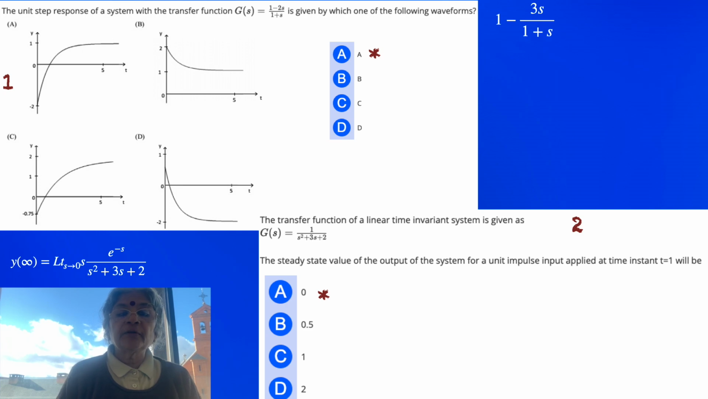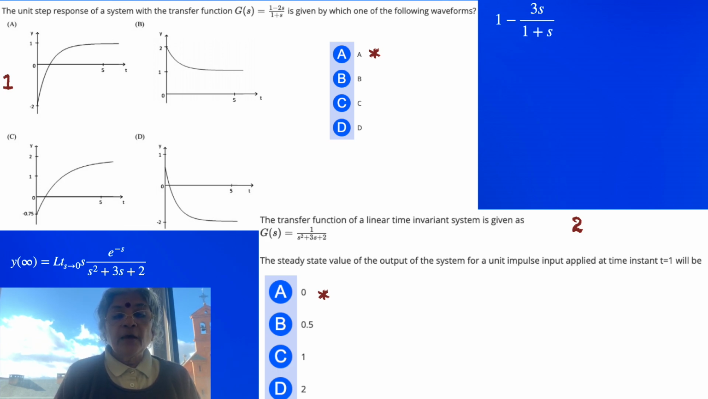Moving to the second problem, the transfer function of a linear time invariant system is given as G(s) equal to 1 by (S square plus 3S plus 2). The steady state value of the output of the system for a unit impulse input applied at time instant t equal to 1 is the same as having a Laplace transform equal to 1 into e raised to minus s. So the output is now going to be e raised to minus s divided by (s square plus 3s plus 2).